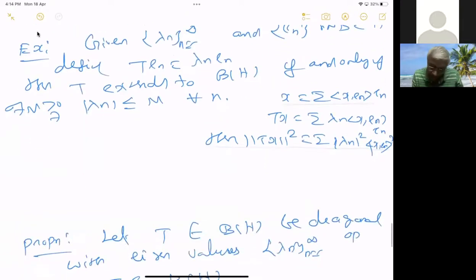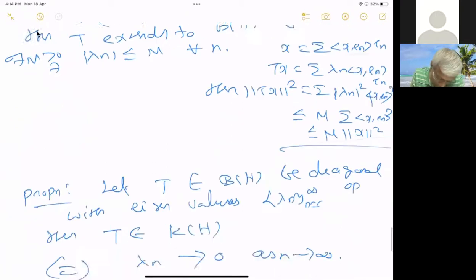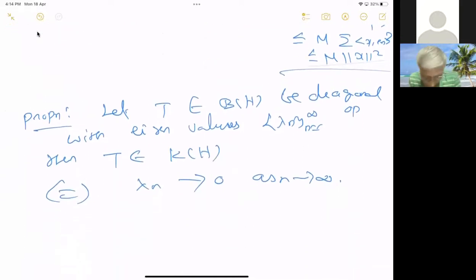And then that will be less than or equal to the supremum of mod lambda n, call it M, times summation mod <x, en> squared. But this is equal to M times norm x squared. So it is bounded. So T is bounded. I have given the proof. It's an exercise, but I have given the proof.